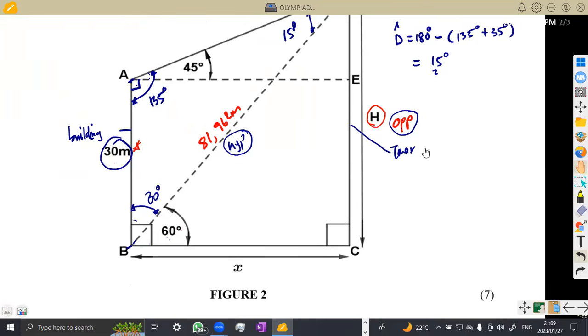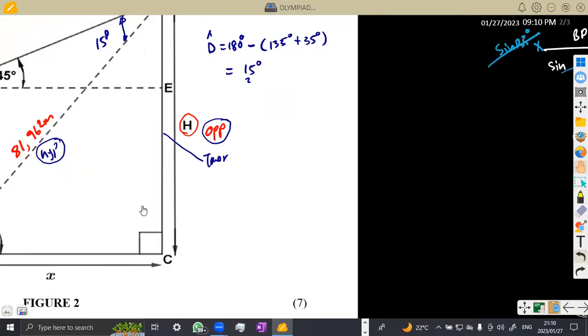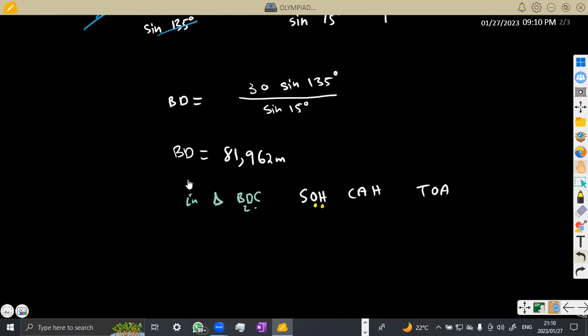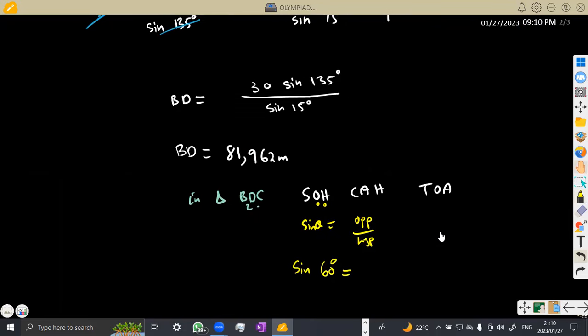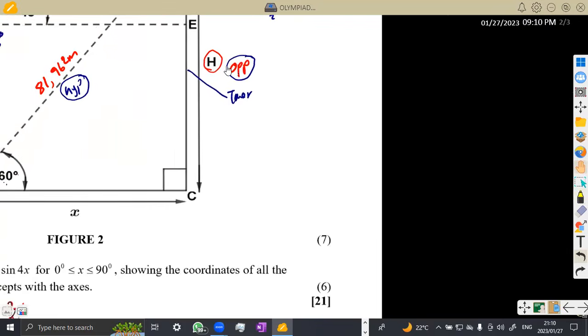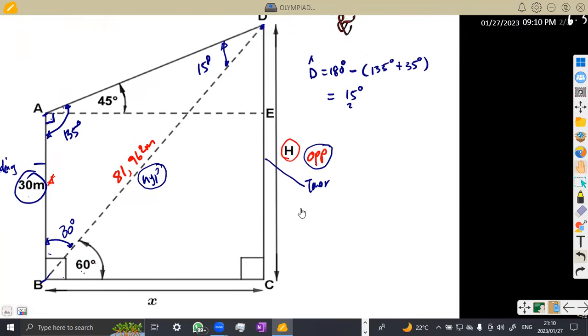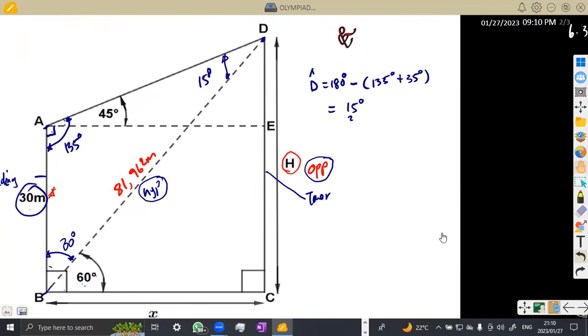We have our formula. So our opposite is the H, the hypotenuse is 81,962, and the angle is 60 degrees. Okay, so let's substitute there. So it's going to be sine theta here. Let's just write the sine of theta, which is opposite over hypotenuse from our ratio. So that is the sine of theta, the angle, is equal to the opposite, which is H, over the hypotenuse, which is 81,962.